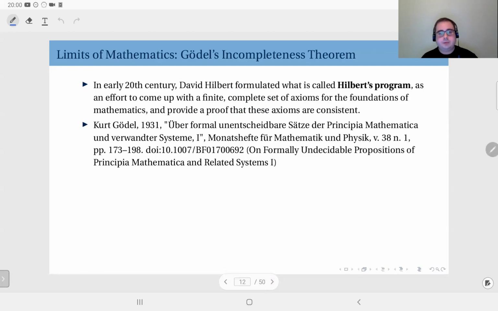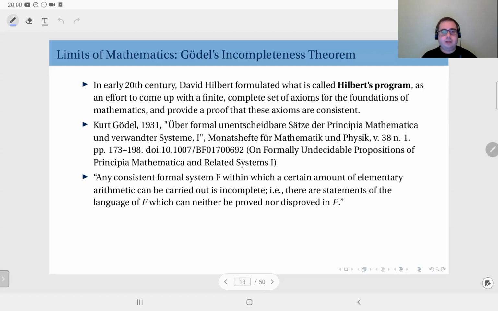not long after comes into the picture another very brilliant German mathematician, Kurt Gödel. In 1931, he published this paper, and essentially he laid out his famous Incompleteness Theorem. Any consistent formal system F within which a certain amount of elementary arithmetic can be carried out is unfortunately incomplete. Okay? That means there are statements of the language of F which can neither be proved nor disproved in F. So Hilbert's program is scrapped.